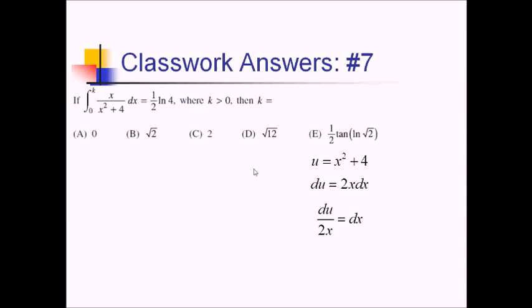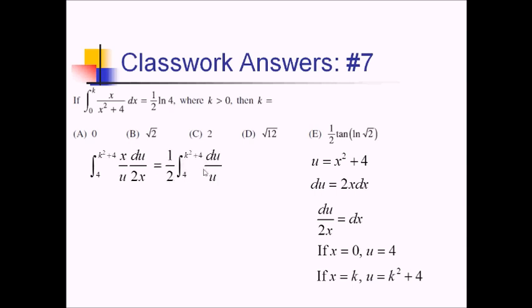If x is 0, then u is 0 squared plus 4, which is 4. And here's where it gets interesting. If x is k, then u is k squared plus 4. Plugging it back in, we've got the integral from 4 to k squared plus 4, with the whole k squared plus 4 as the upper limit. Inside we have x over u times du over 2x. Let's simplify this a bit. We can cancel those x's and call this essentially 1/2 times u to the negative 1, or 1 over u, however you want to write that.